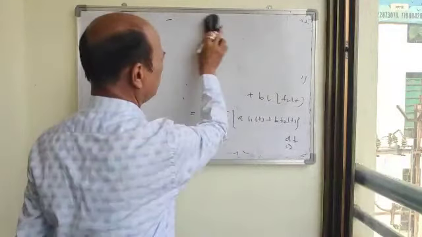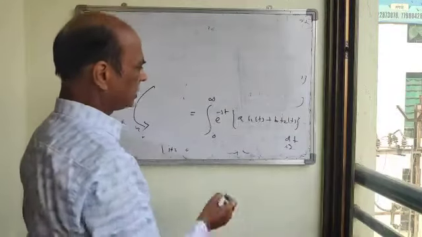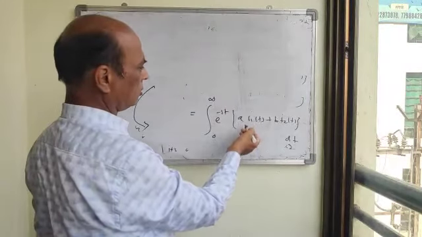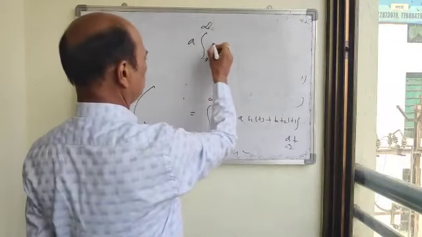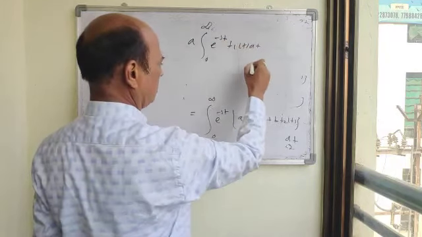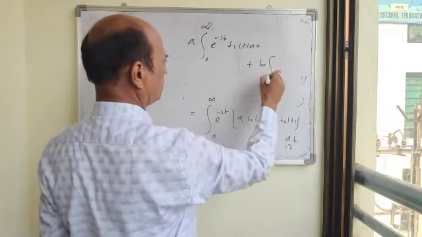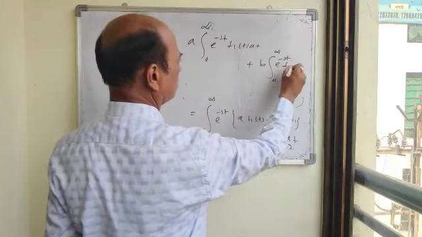So in second year we have seen some results. We can separate the integrations and take the constant out of the integration, that is a into integration from 0 to infinity e to the power minus st f1 of t dt, plus b into integration from 0 to infinity e to the power minus st f2 of t dt.